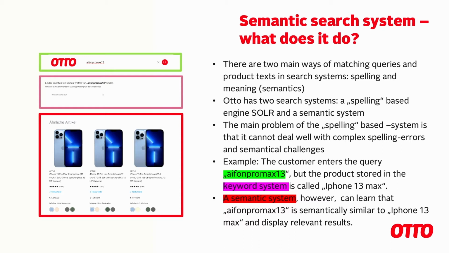The main problem of a spelling-based system, as the name already says, is that it cannot really understand spelling errors very well. You can help the SOLR a bit, but at the end of the day, it just falls flat. For example, here I brought an example. That's what our customers very often actually type in: iPhone Pro Max. As you can see, that's not a standard spelling. It's a variation, A-I-F-O-N, and then just one word, Pro Max 13. That actually happens quite often. So a keyword system like the SOLR, which knows I've got a product like iPhone 13, falls flat, doesn't understand it, and comes up with something which we call 0 hits.